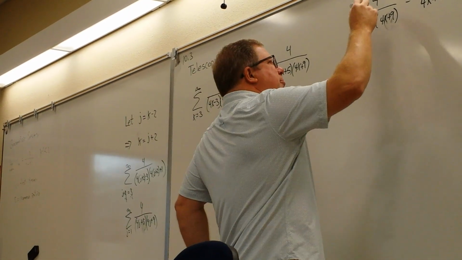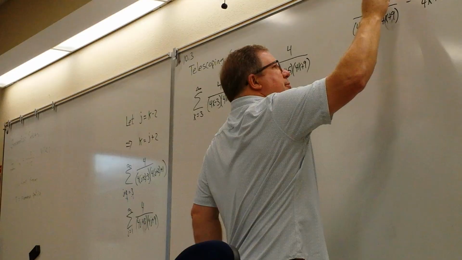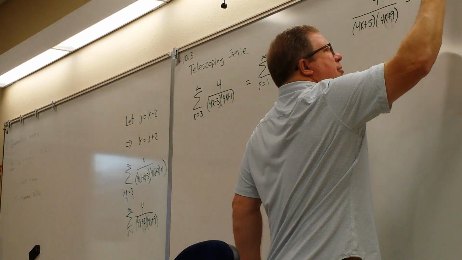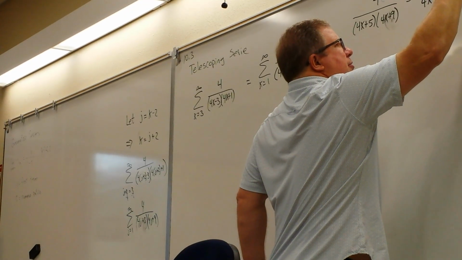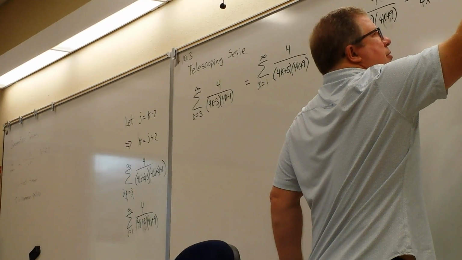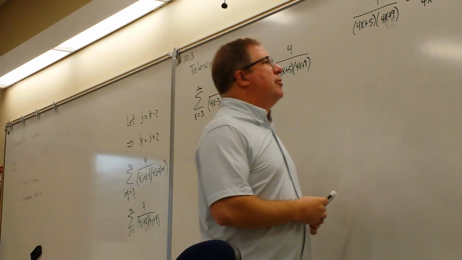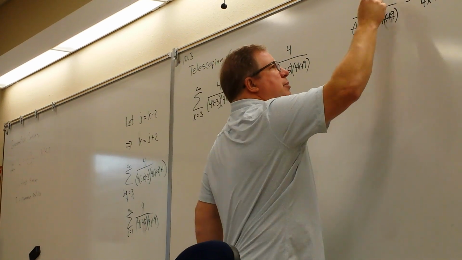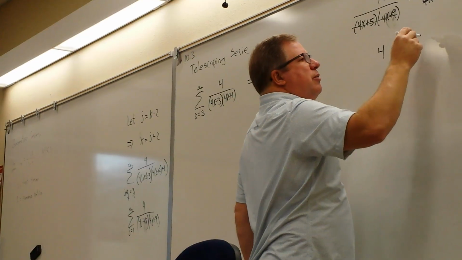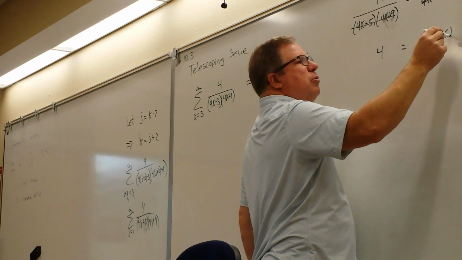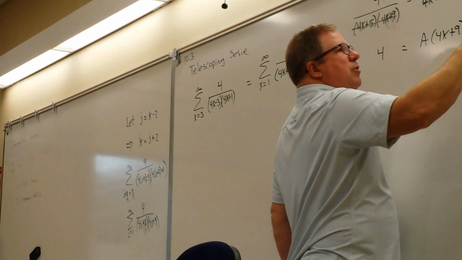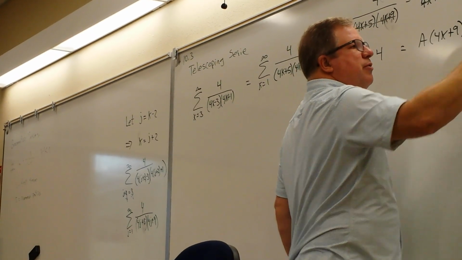All right, we're going to multiply through by this denominator. And here, both factors cancel out. Here, the plus 5s cancel out. We have A times (4k plus 9). B, and then plus 9s cancel. 4k plus 5.